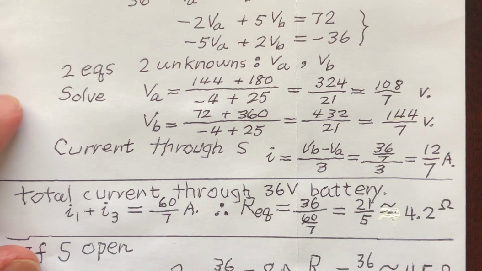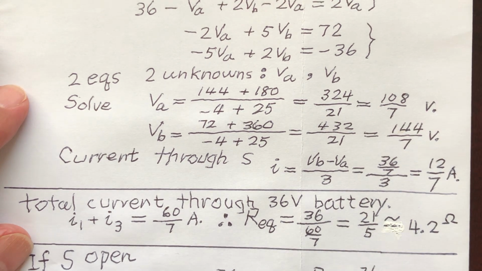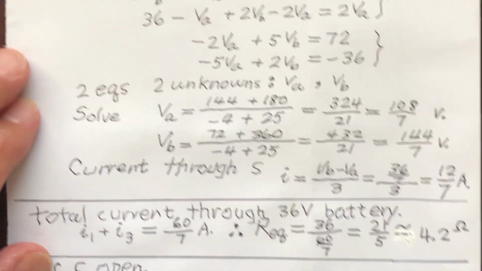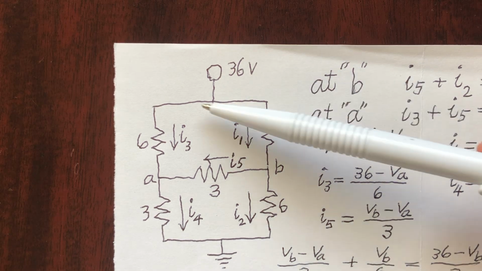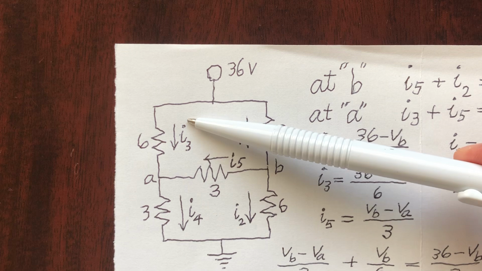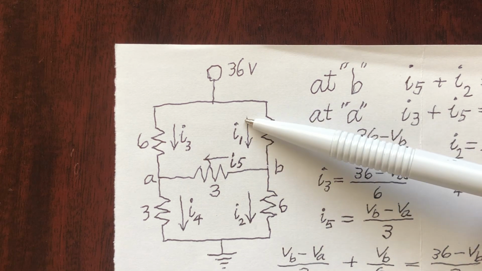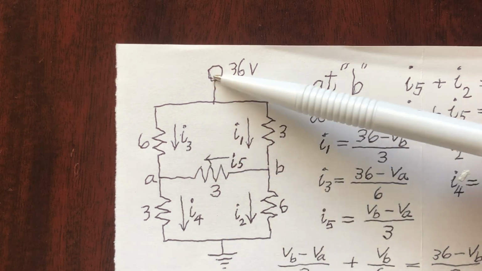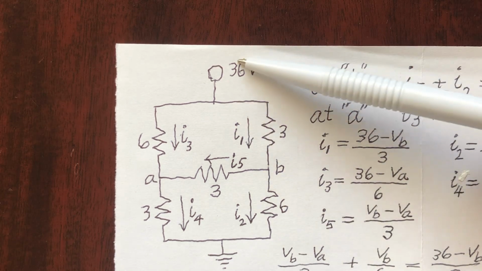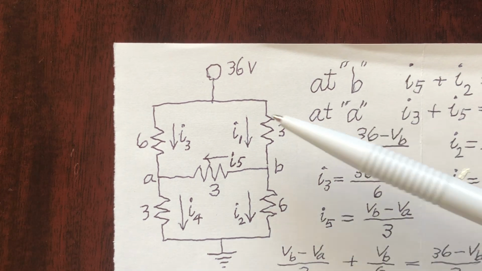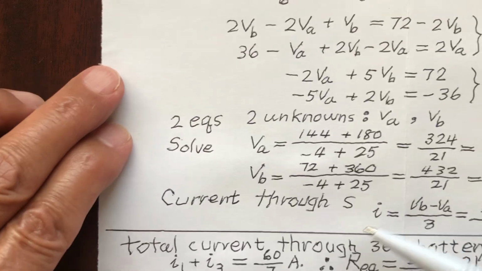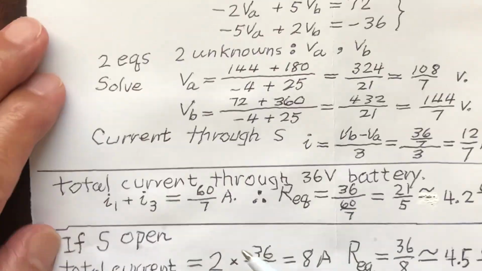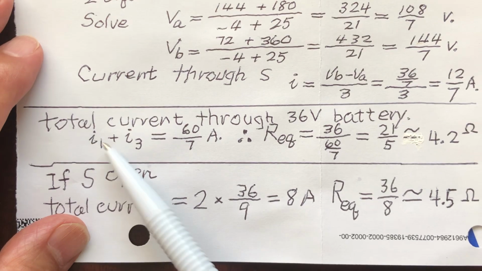Now you look at the circuit. What is the current supplied by the 36-volt battery? What is the current supplied? The current supplied by the 36-volt battery is the sum of I3 and I1. These two currents are going out from the 36-volt battery. So what is the sum of I1, I3? I1 plus I3.